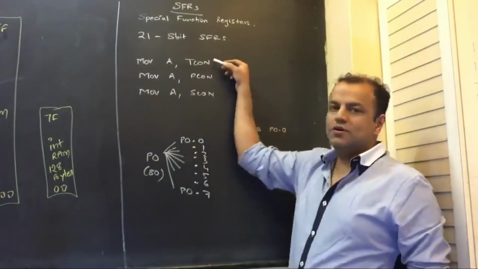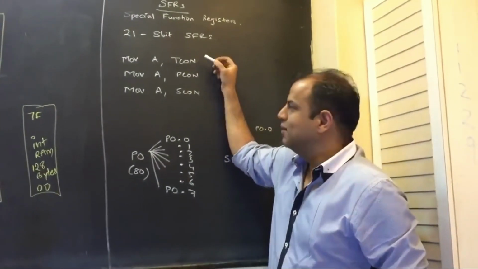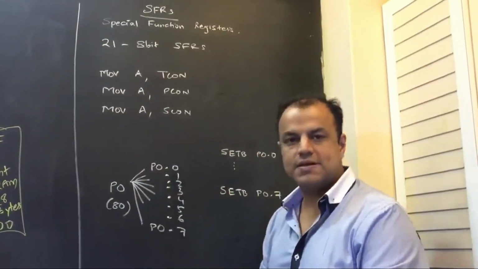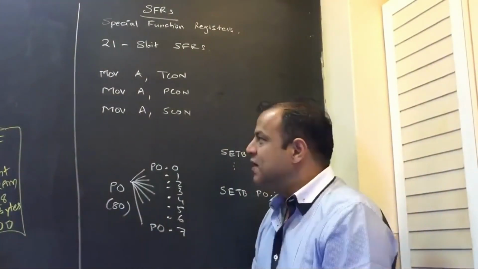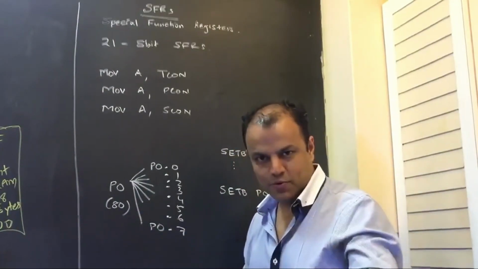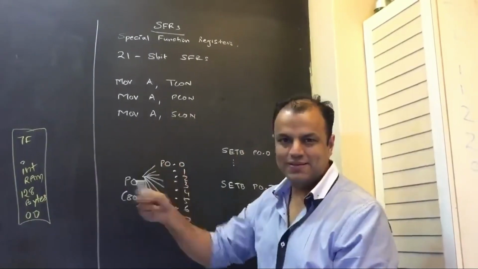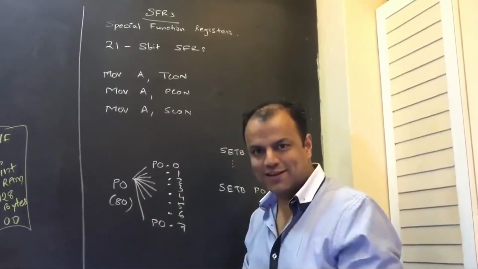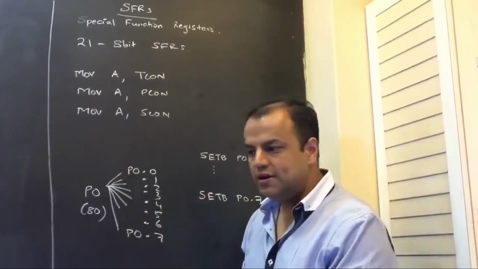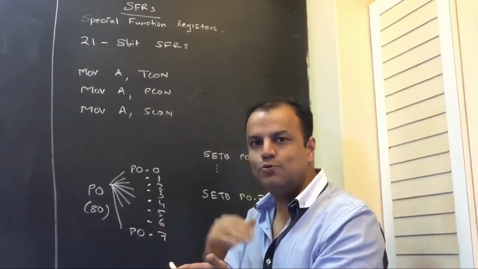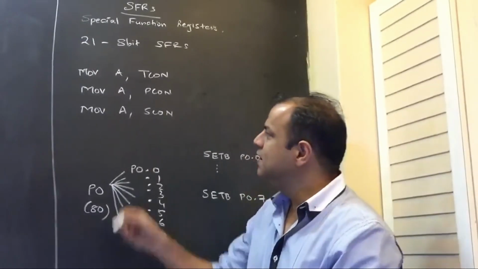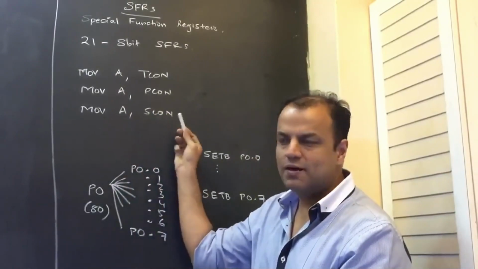Now, some of them have very interesting names. There is an SFR called TCON, which stands for timer control. There is something called PCON, which stands for power control. There is something called SCON, which stands for serial control, and so on. Since these registers are available to the programmer, you will use them in some instruction or the other. That's the meaning of saying that they are available to the programmer. So when you write MOV A, TCON, your intention is to take the value of TCON into the A register. You just want to know what is there in TCON. You want to read the register. Similarly, MOV A, PCON. Similarly, MOV A, SCON.